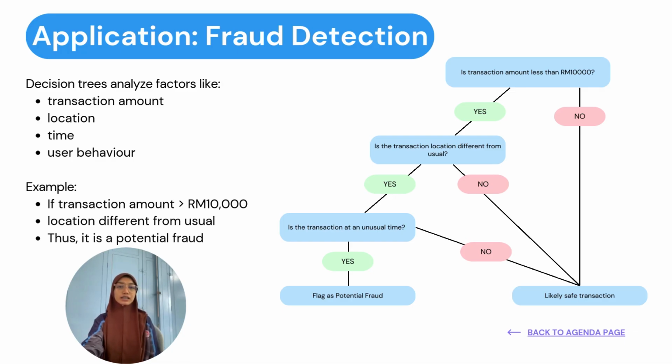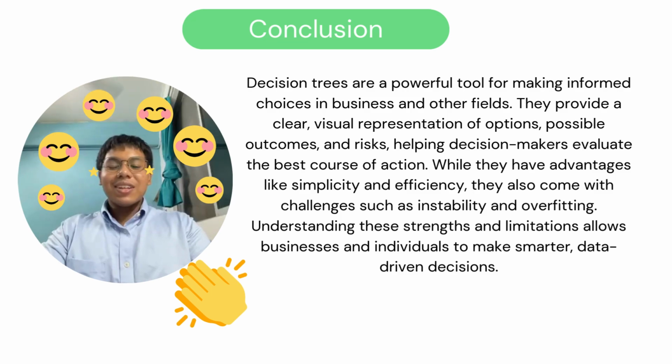The second application is fraud detection. Decision trees help in identifying unusual transaction patterns that indicate potential fraud. It analyzes factors like transaction amount, location, time, and even user behavior. For example, if transaction amount is more than 10,000 ringgit and location is different from usual, flag it as potential fraud.